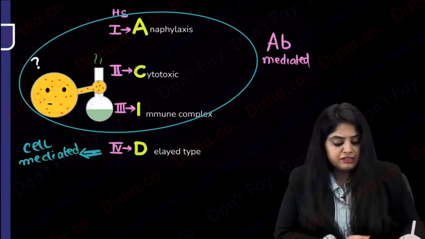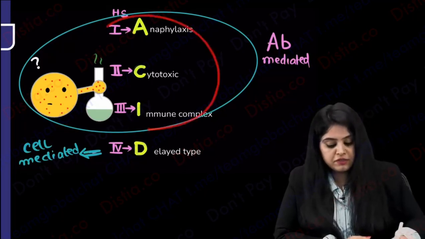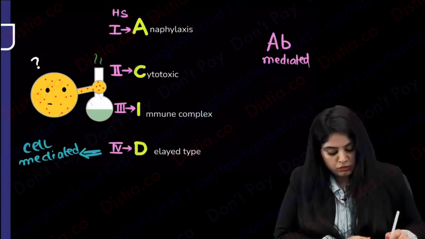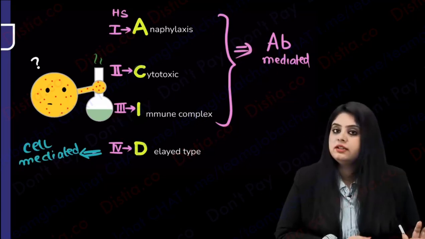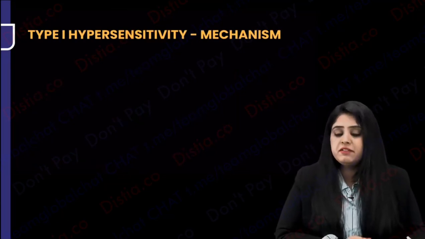I'll talk about CD4 cells, CD8 cells. There I'll talk about cells, but in all the other first 3, I will only and only talk about antibodies. Please note, in all these 3 I will talk only about antibodies. Is that clear? Should we start one by one? Should I start with the first one, guys? Yes, with me everyone. Type 1 hypersensitivity reaction.